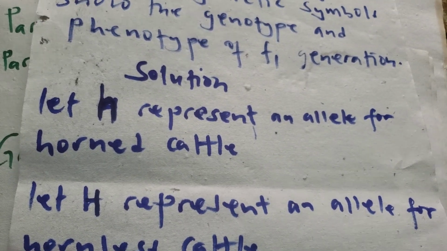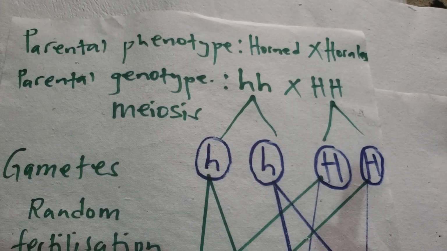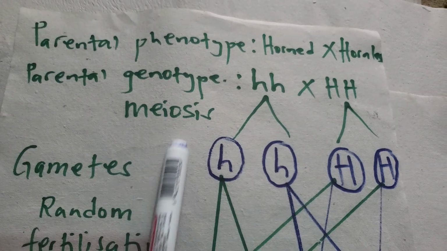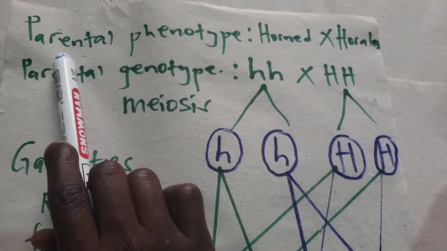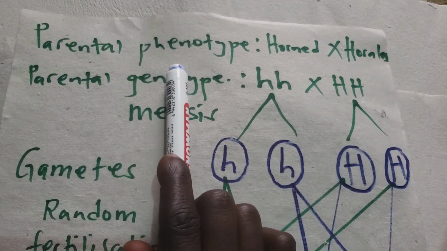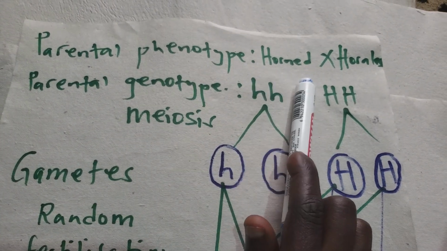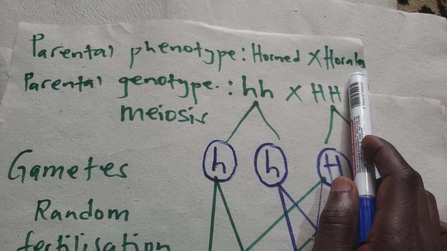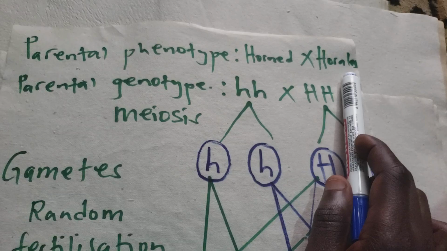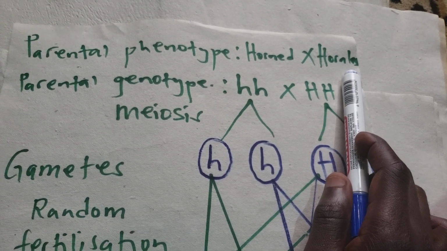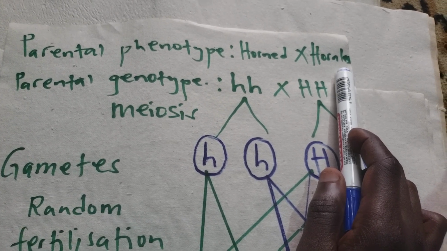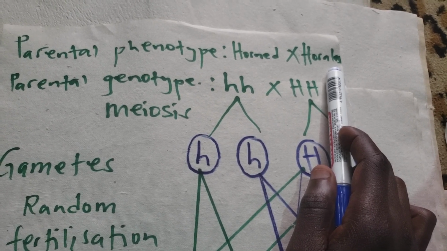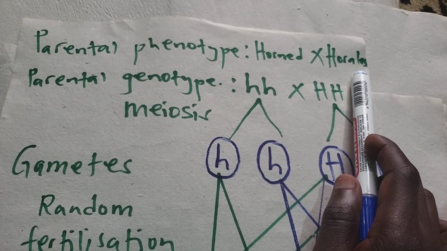After letting, giving the symbols, what comes next is the parental phenotype. Under parental phenotype, we have horned being crossed with hornless. When we talk about phenotype, this is the observable appearance of an organism. What you can see is the phenotype, the observable appearance of an organism due to interaction of its genotype and the environment.